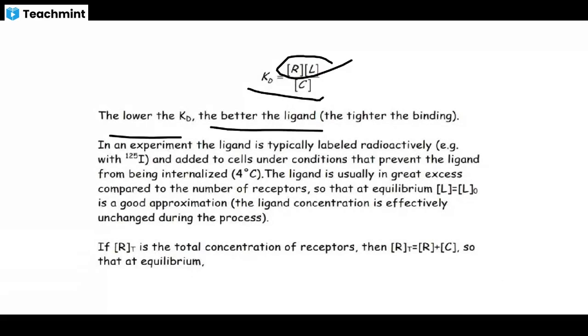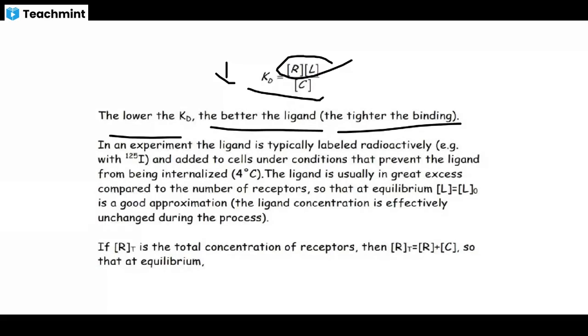When the dissociation constant is small, it means the complex cannot dissociate fast, so the bonding is tighter. In an experiment, the ligand is typically labeled with radioactive iodine-125 and added to cells under conditions that prevent the ligand from being internalized, at 4 degrees Celsius.